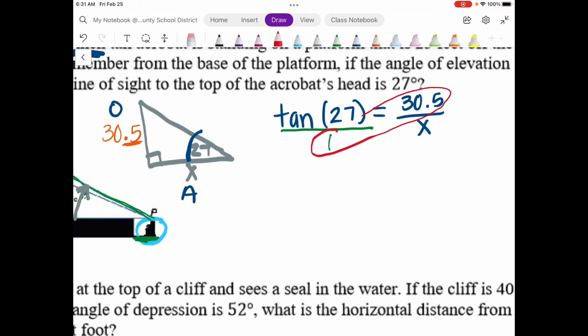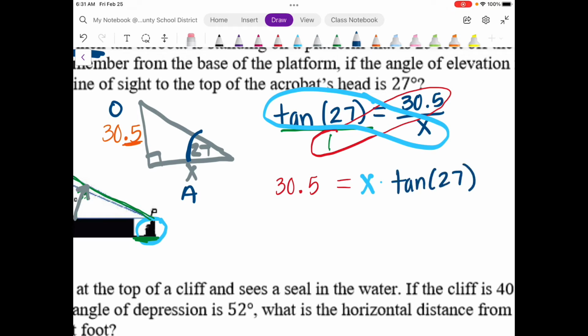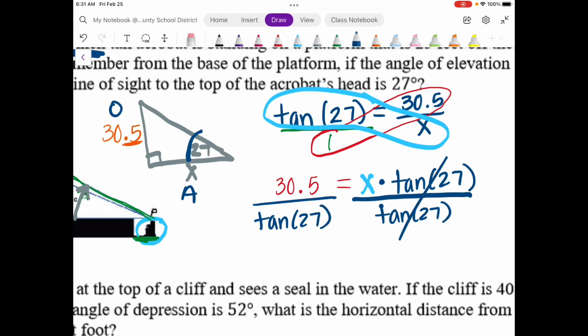So we have 30.5 times 1 is 30.5. And then if I cross multiply the other way, you have x times tangent 27. Your goal here is to get x by itself, so because these are being multiplied, you would divide both sides by tangent 27. What's going to happen on the right? That's going to cancel, and I'm going to end up with x by itself. And so now this is where our calculator comes in.